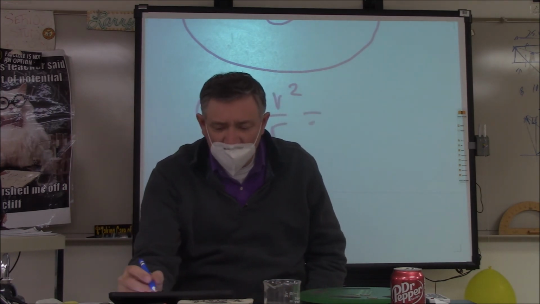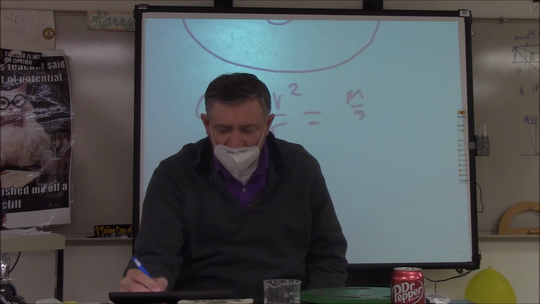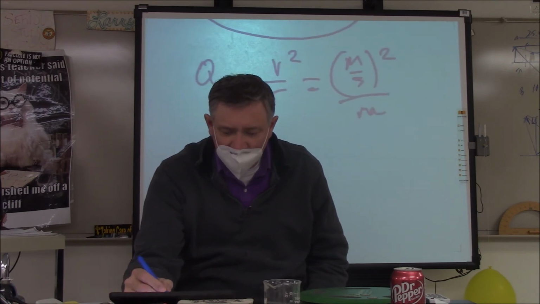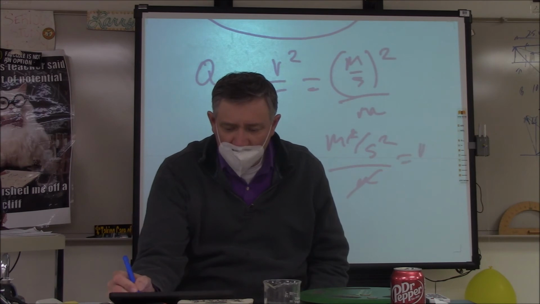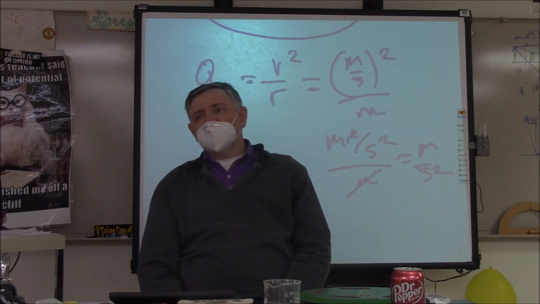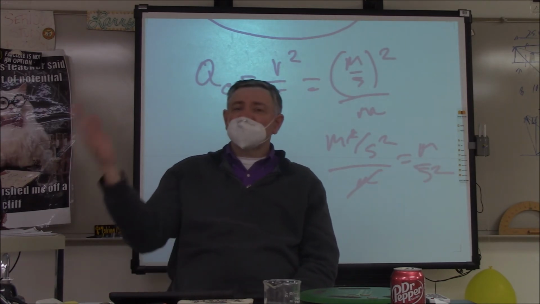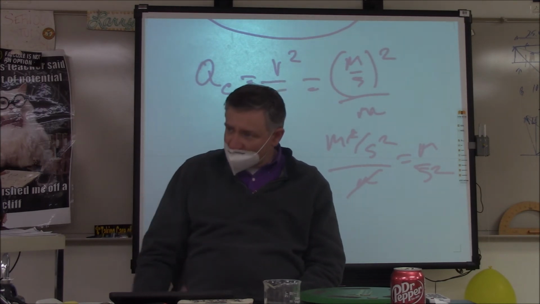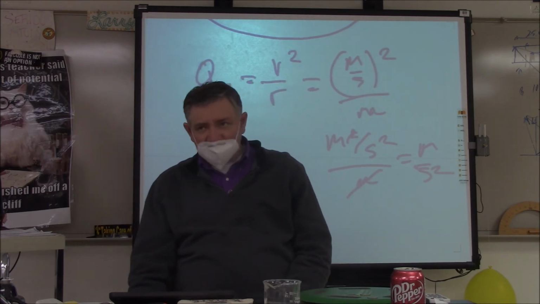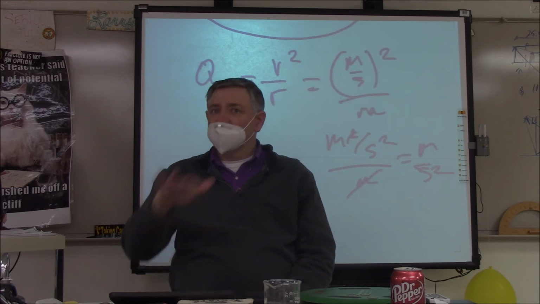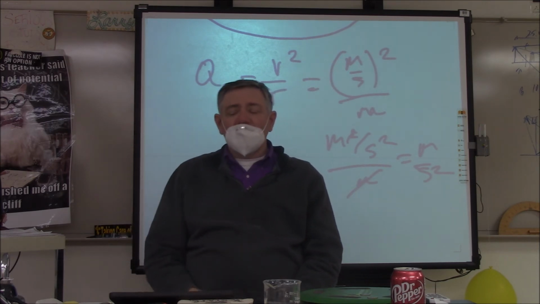If you look at the units, you've got meters per second squared divided by meters. So you get meters squared over seconds squared, divided by meters. One of the meters cancels out, and I get meters per second squared. So it's the same units as linear acceleration. It's still meters per second squared. Pretty simple.